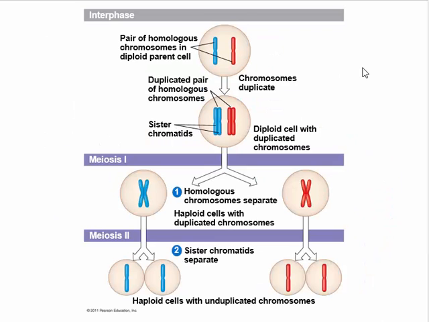All right, so let's look at this a little more simply. This is a figure from your textbook. So we have in a resting cell pairs of homologous chromosomes, and those will in S phase be replicated. So now we have sister chromatids. In meiosis 1, we'll see that homologs separate. And then in meiosis 2, finally sister chromatids separate. Again, now we have these haploid cells as a consequence.